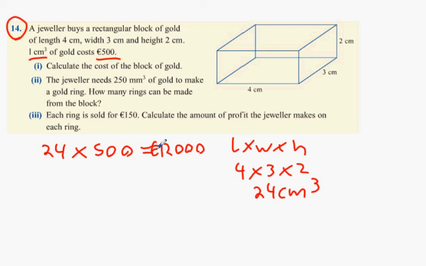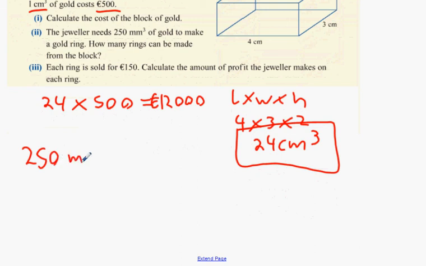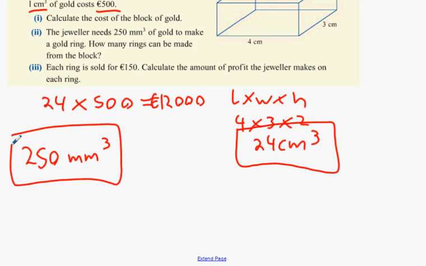Now, here's where they start messing around, because they start trying to give you different units, and that's where they really try to make you earn your marks. Okay, they say, a jeweler needs 250 millimeters cubed of gold to make a gold ring. How many rings can be made from the block? The block is 24 centimeters cubed, and they're talking about 250 millimeters cubed. The two of them aren't compatible at this point, are they? Different units.